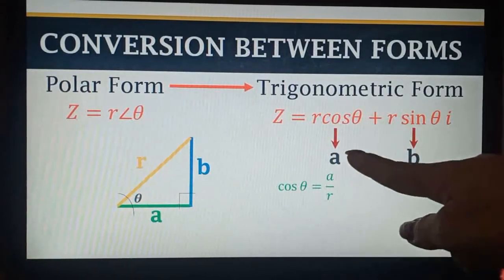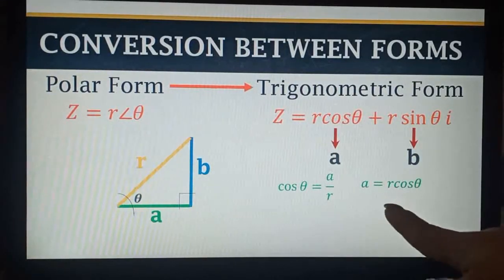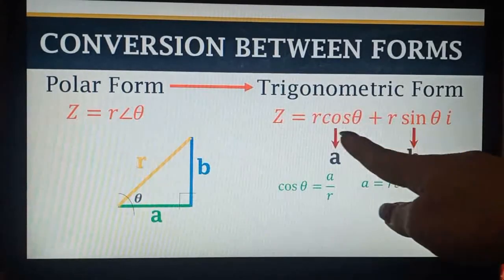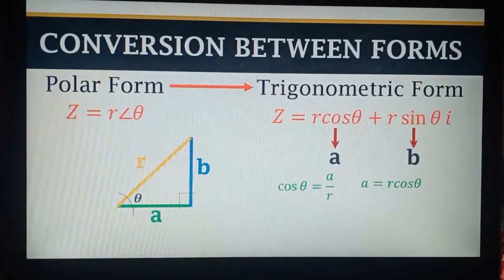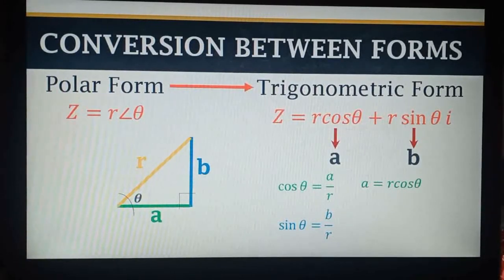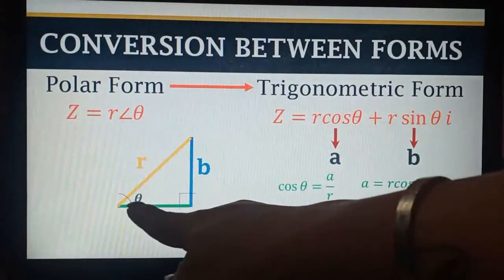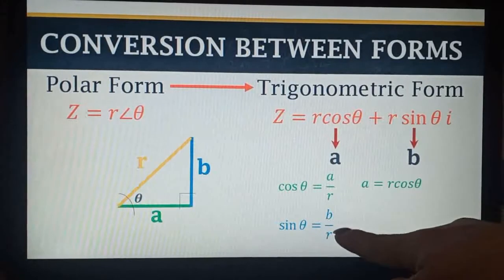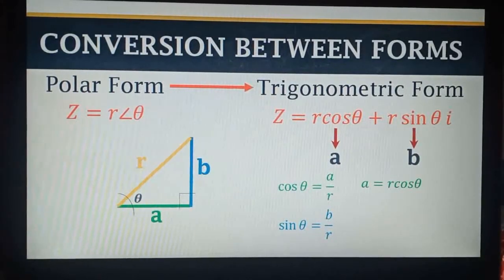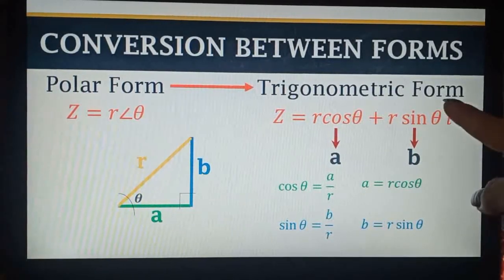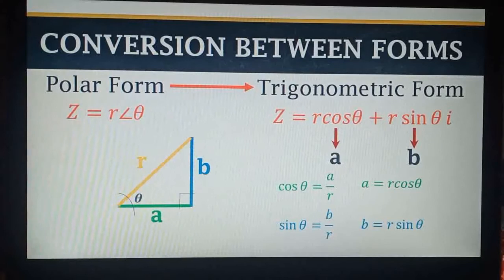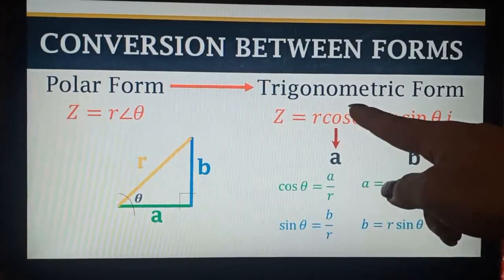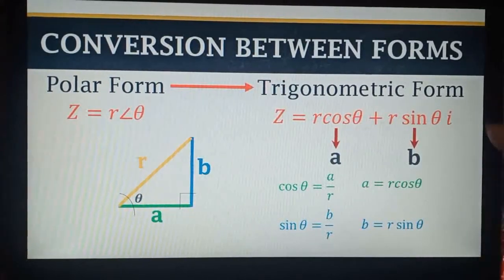So to get a, that is r cosine theta. So this is your a. Then for the sine theta, that is opposite over the hypotenuse. The opposite of theta is b over the hypotenuse. So you will have sine theta equals b over r. Then computing b, that is r sine theta. So therefore your b here is r sine theta. Knowing that a is the real part and b is the imaginary part.